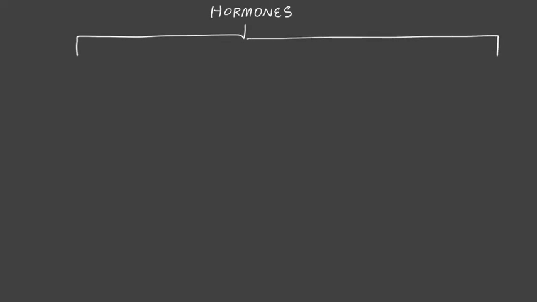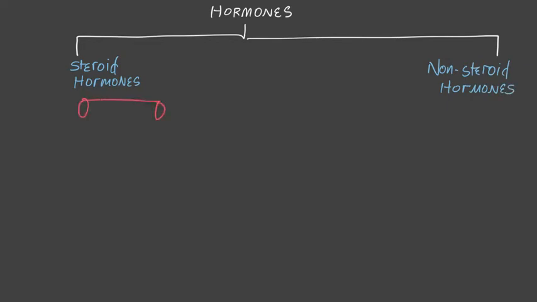Depending upon how they travel through the bloodstream and their action on the target cell, hormones are divided into two types: steroid hormones and non-steroid hormones. Steroid hormones are hydrophobic. Non-steroid hormones are hydrophilic. So based on that, let's see how they travel and how they impact the target cell.